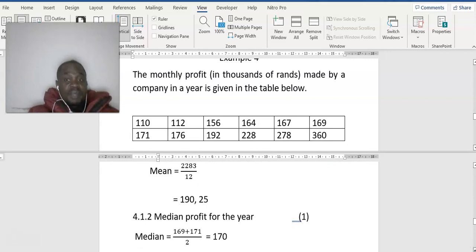How do you find the median profit? The median is the middle number. So if you check here, from here to this side, 1, 2, 3, 4, 5, 6, you count 1, 2, 3, 4, 5, 6. So it means the median falls in between 169 and 171. Since it falls in between, you add them and divide by 2. So 169 plus 171 divided by 2 gives us 170.